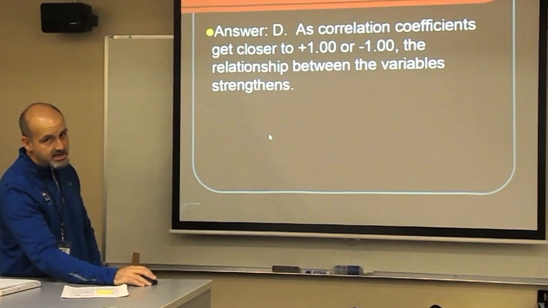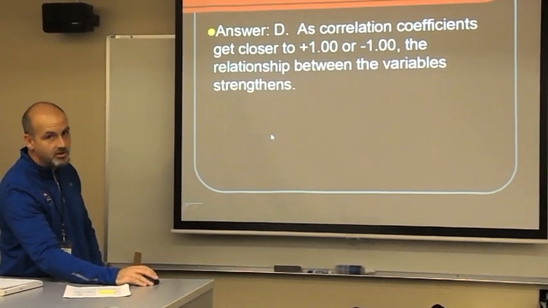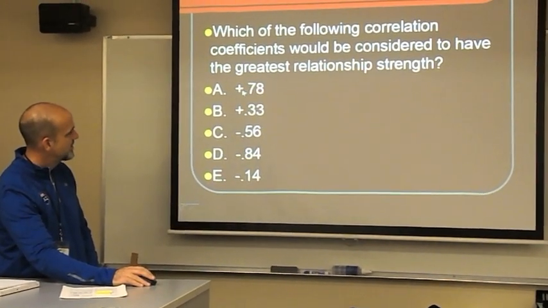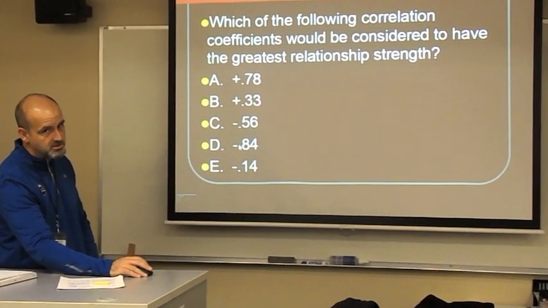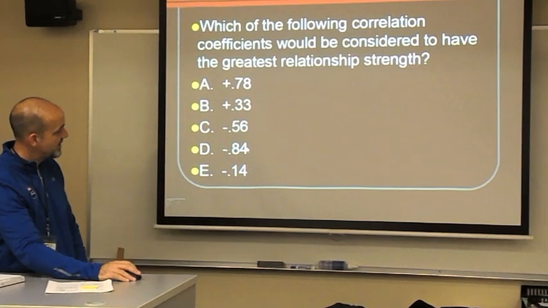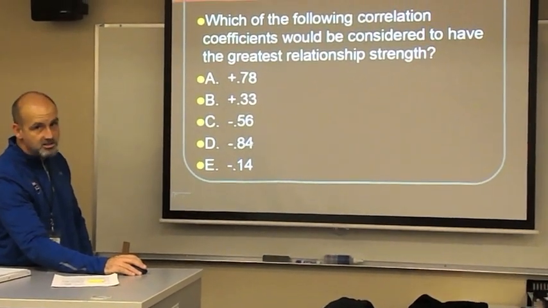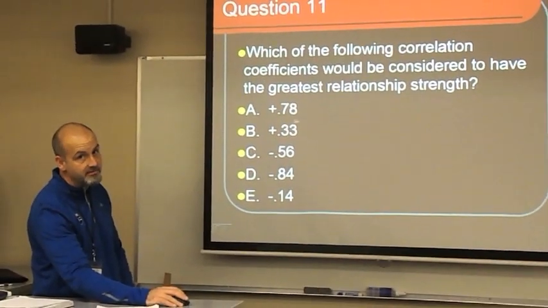Now I can see some mistakes going to be made here. If you put answer D, negative 0.84, you're right. Now some of you are saying, well, I thought it was plus 0.78. Remember I said negative 1.0 is also a strong relationship. Negative 0.84 is closer than positive 0.78 if you did the math.